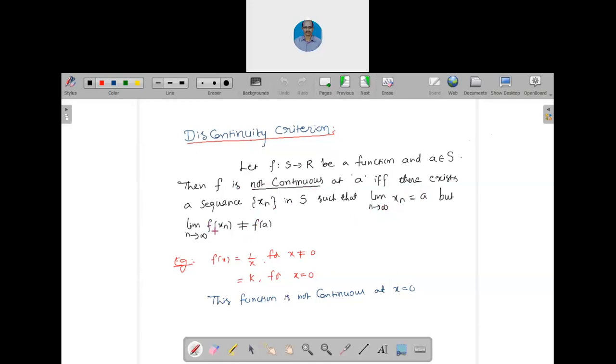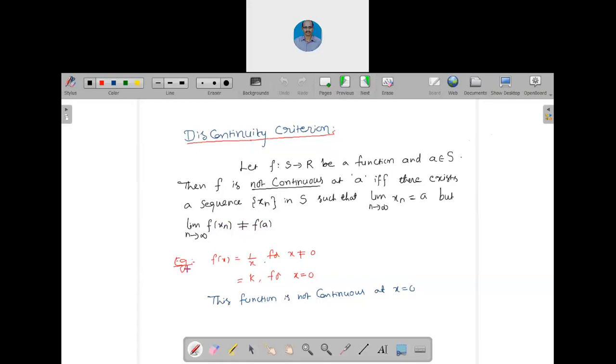Whereas in continuity, we see that the limit of xn is equal to A, and the limit of f of xn is equal to f of A. That is the criteria for continuity. That criteria for continuity fails in this discontinuity criteria. That means the limit of f of xn is not equal to f of A.